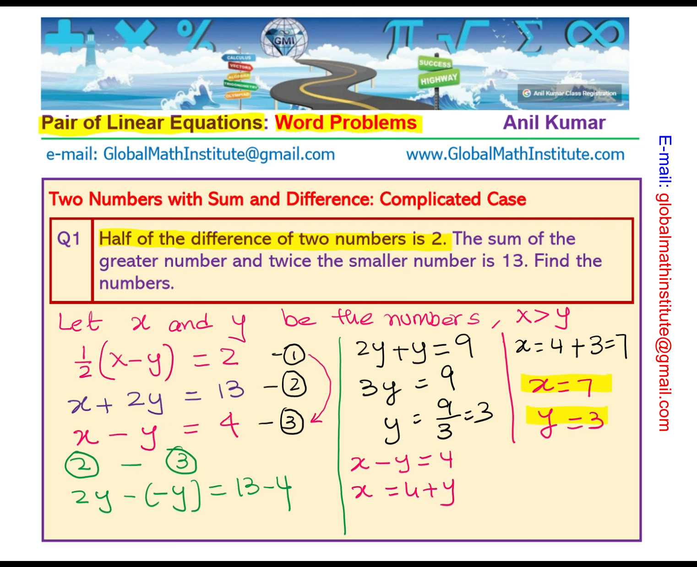Correct? So now you can see 7 minus 3 is 4 and half of that is 2. So it works, correct? So I hope you have understood all these steps involved in solving the very first question. Clear? Let's move on to the second question now.